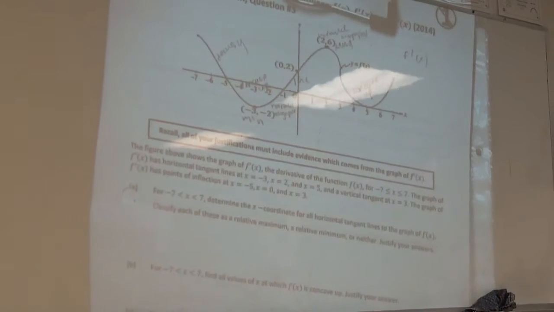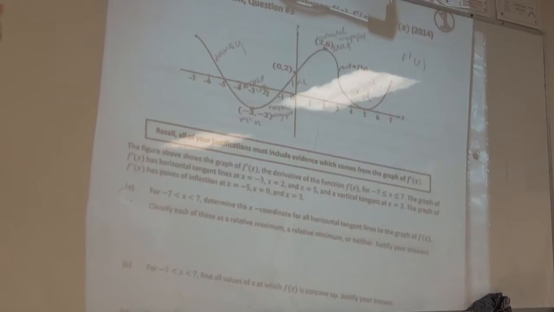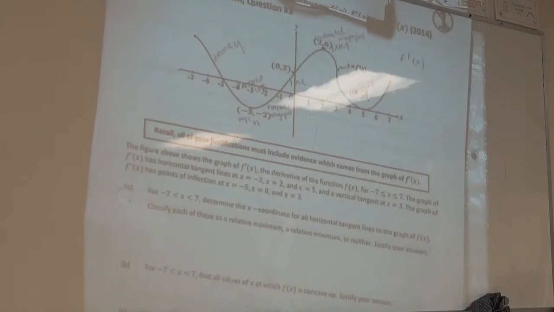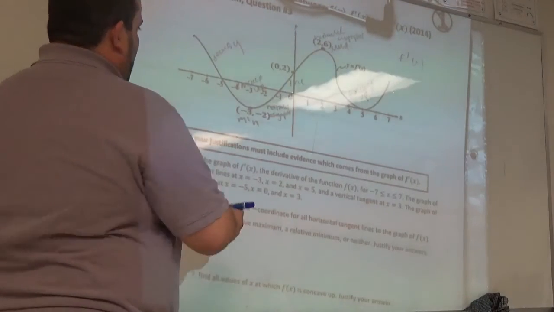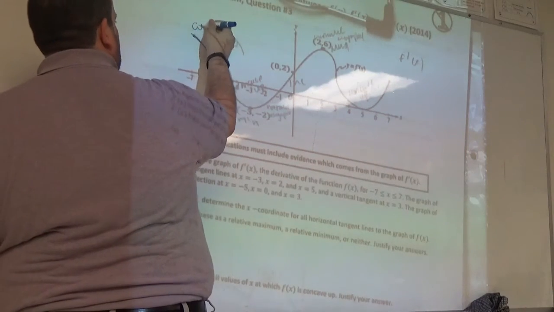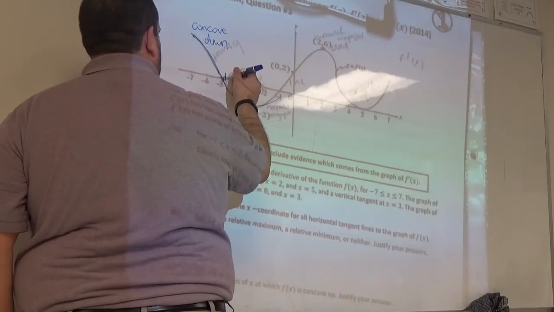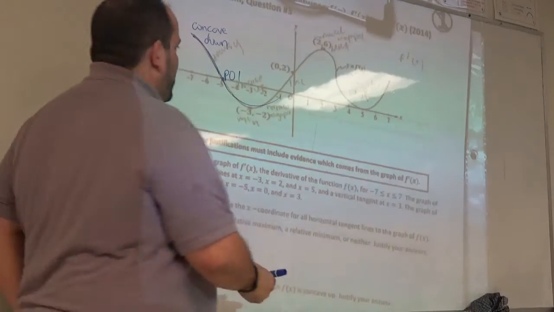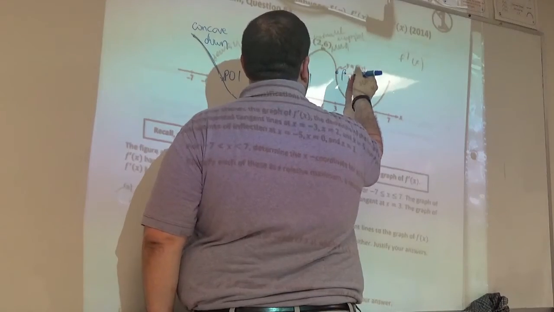The other thing I want to make sure is really clear, and I don't see it on your paper, is something that is going to make a difference in a little bit. What's he missing? Something they told you in the intro to the problem. Nora, what do they tell you in the intro? Points of inflection. So you've got points of inflection at -5, meaning I am changing my concavity from concave down to concave up. I've got another one over here at 0 and another one over here at 3.